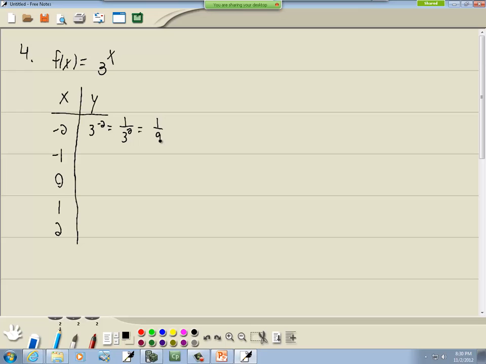And that becomes 1/9. This one would be 3 to the -1, which is 1 over 3 to the first, which is 1/3. This is 3 to the 0. Now remember our properties. Anything to the 0 power is 1. This is 3 to the first, which is 3. And this is 3 squared, which gives us 9.